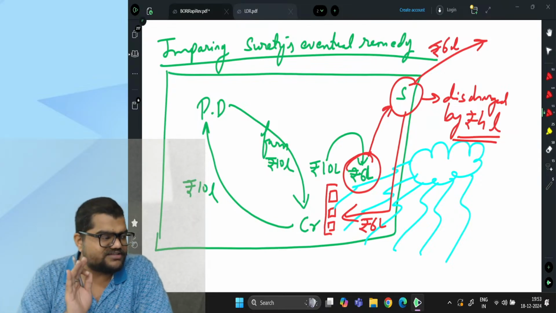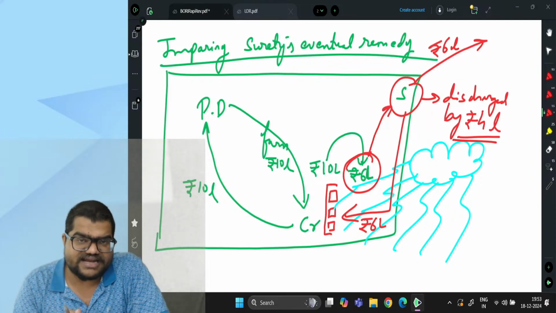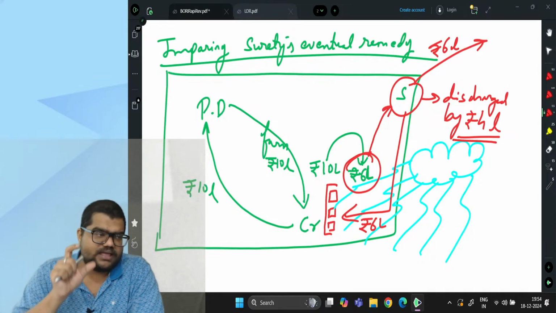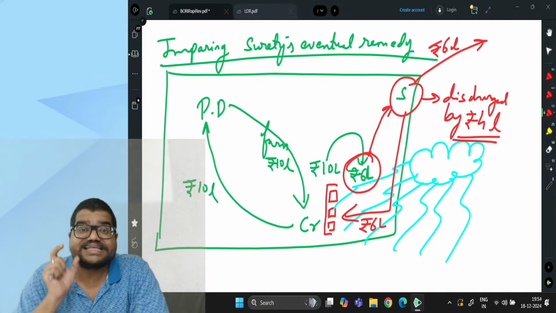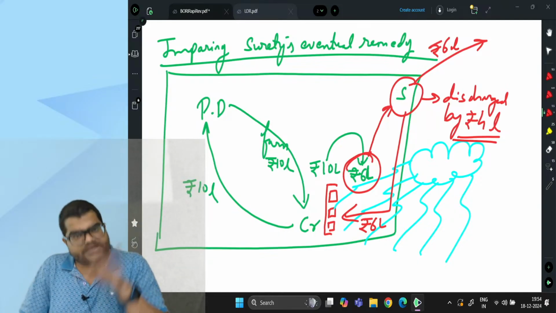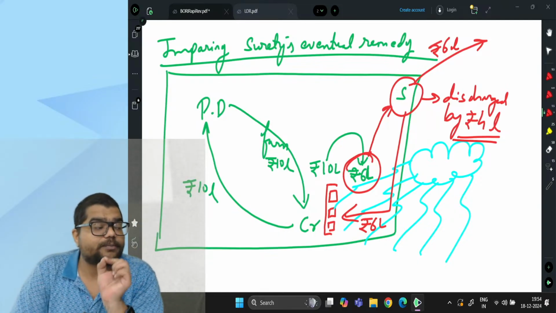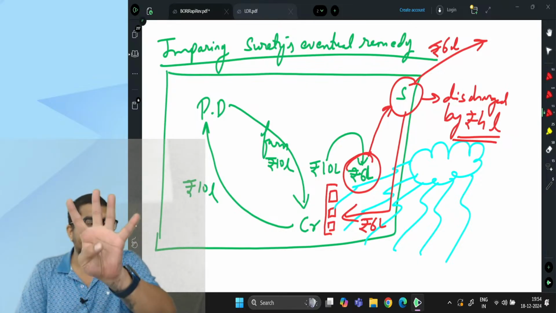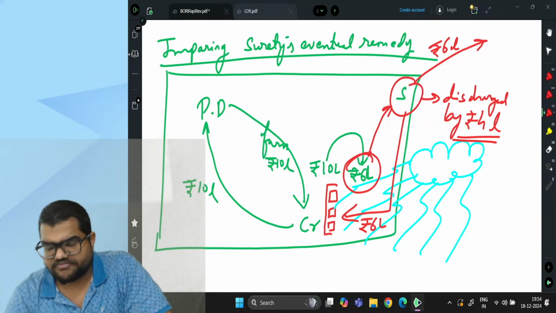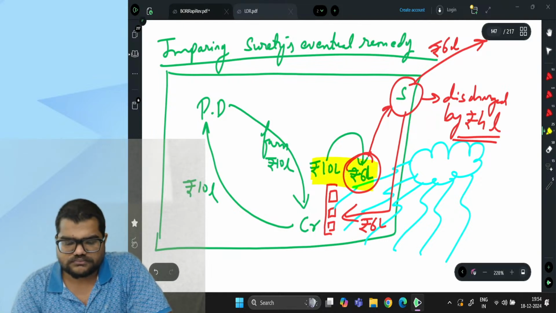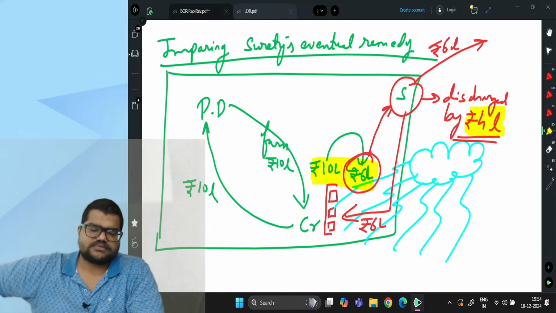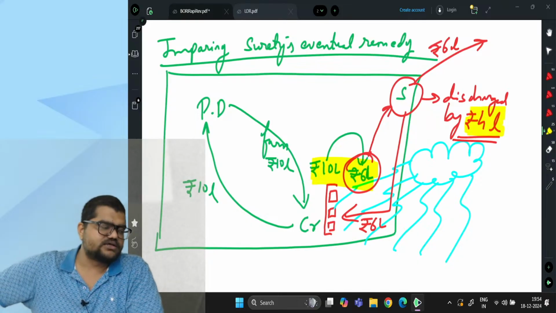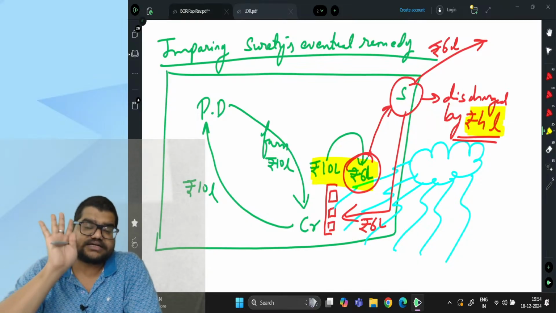So ultimately what surety will see is, what is it that he will get by selling the furniture? Only 6 lakhs. The reduction of 4 lakhs is because of the negligence of the creditor. So the value reduced, that is 4 lakhs, the surety will not pay, and hence surety will be discharged to the extent of 4 lakh rupees. The difference between these two is 4 lakhs. So surety will only pay 6 lakhs instead of 10 lakhs. So for 4 lakhs, the surety is discharged.